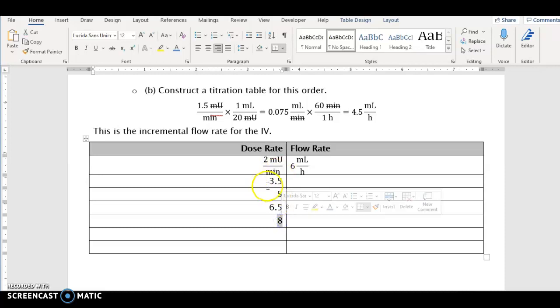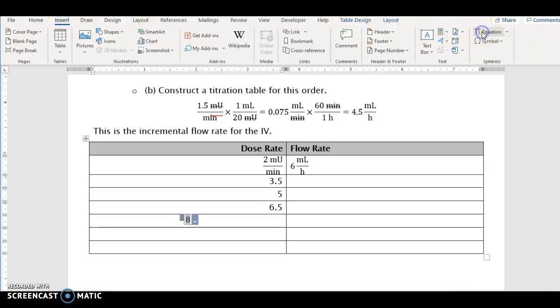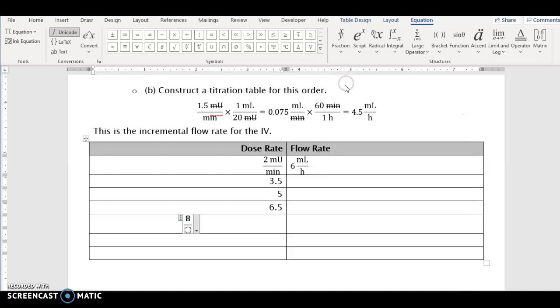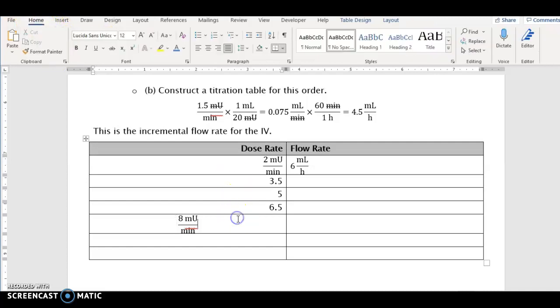Remember that the units of the dose rate are milliunits per minute, so let me go ahead and enter the units here for the maximum dose: 8 mu, milliunits per minute. We don't go beyond the maximum dose rate. We stop there. So that's how we get the left-hand side of the table, which is the dosage rate.